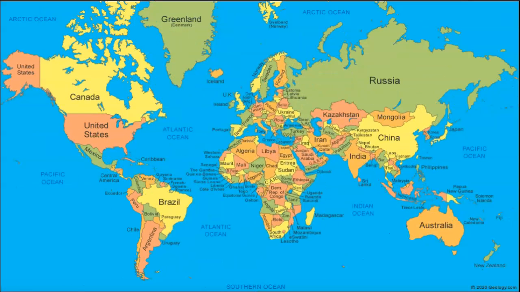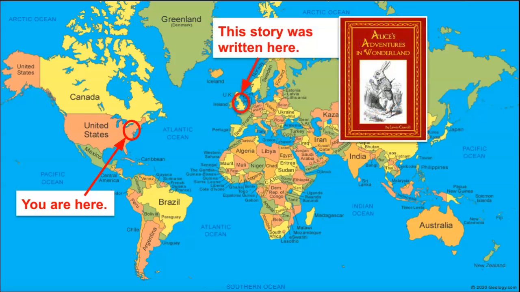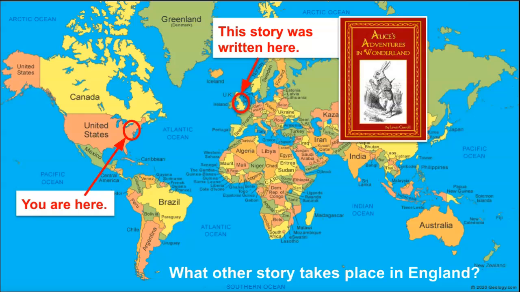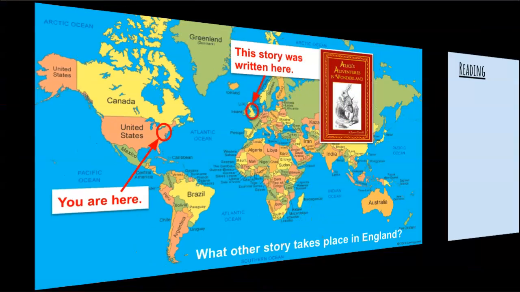So here's a map of the world, boys and girls. You can see the United States, Canada, and Mexico. You can see South America. There is where we are. Pennsylvania is right in that area. And this is where the story was written, in the UK, in England. Do you remember what other story takes place in England? You are correct. The Wind in the Willows.